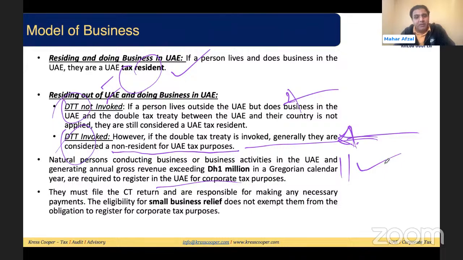The eligibility for small business relief doesn't exempt registration. We have already discussed that even if this natural person has income of more than 1 million but less than 3 million, they can avail small business relief. But it doesn't mean they are not liable to register. They need to register, they need to avail the small business relief, and they will be liable to submit the return, I believe, as well. The important thing is they will not be liable to pay any corporate tax. But availing small business relief doesn't mean that you are exempt from registration for corporate tax.